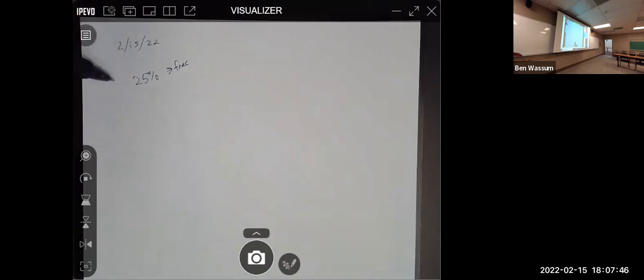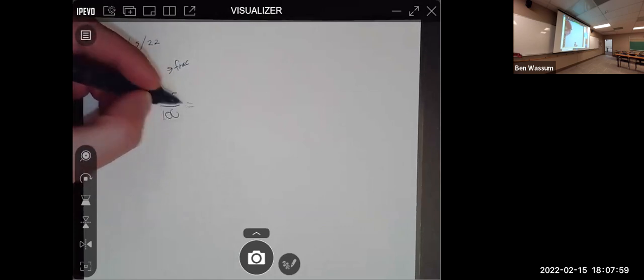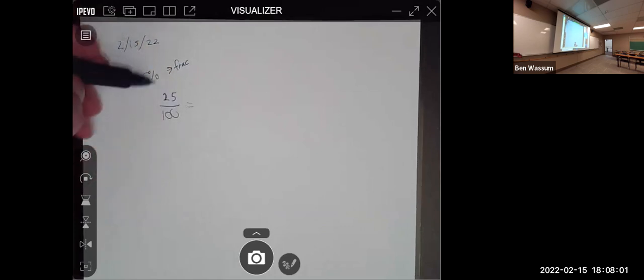So we have 25% going into a fraction. So we know that we would set that up as 25 over 100. All right, okay, not too bad. But then you have to simplify. Now, we just went over this and we know that 25 goes into the top and bottom, but what if you couldn't see that?